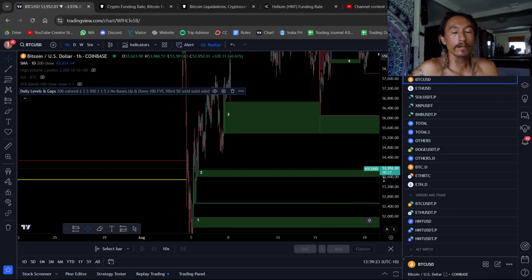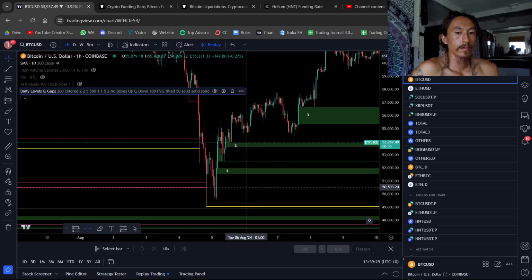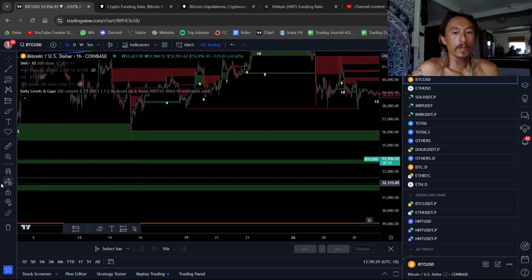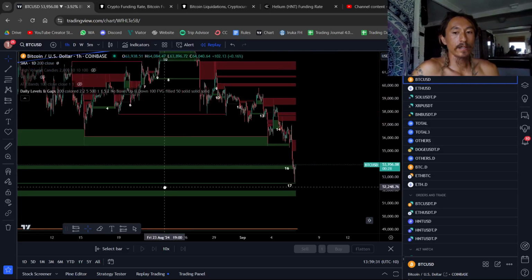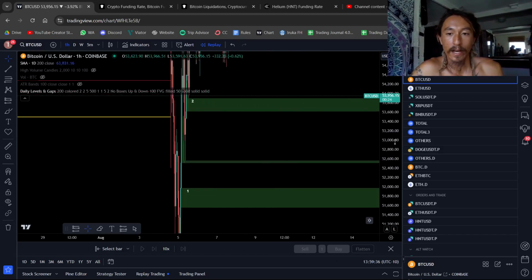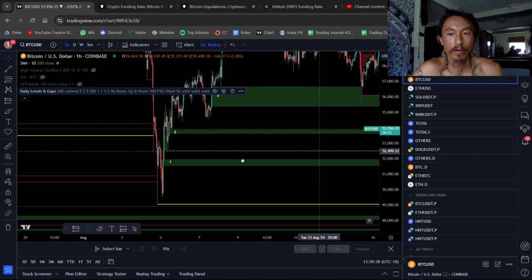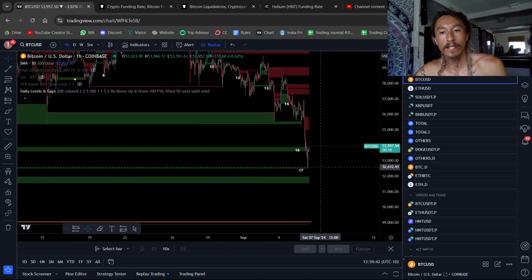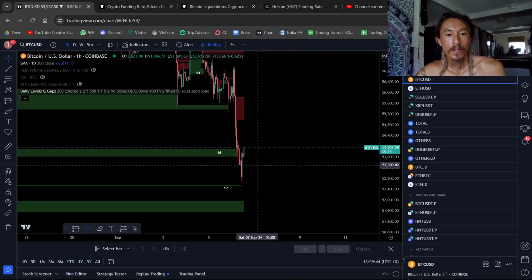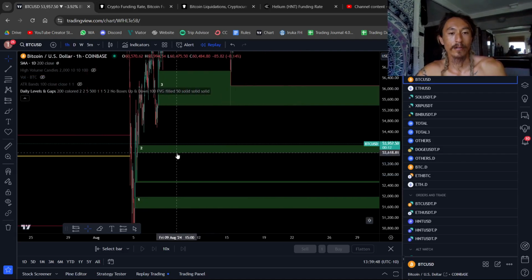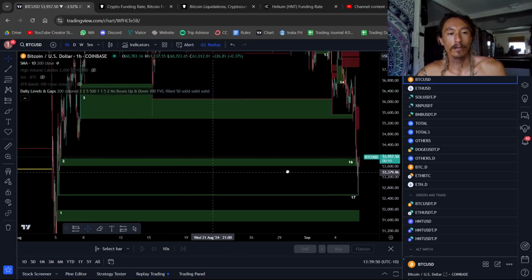So let's take a look. This gap was created. Price has not yet returned to it. But this gap was created and it became support much later. Look, if you had a limit order at the start of that gap, it would have been a good local entry. This one, if you had a limit order at the bottom of it, it would be an okay local entry.